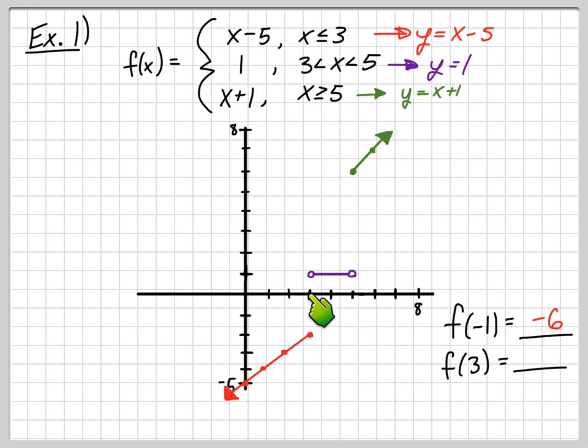So what is that? The coordinates of that would be 3, 2, it looks like. Or just plug it in up here, the red line. So for x less than or equal to 3, plug 3 in for the x. So 3 minus 5 gets us negative 2.